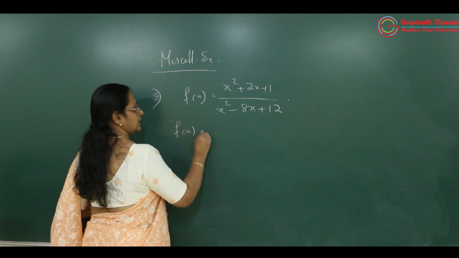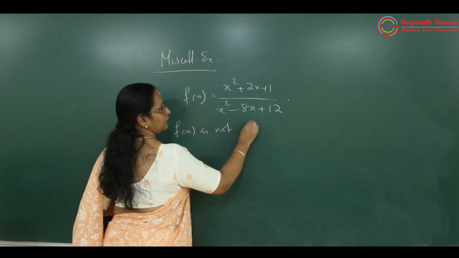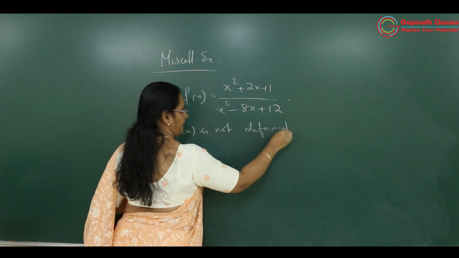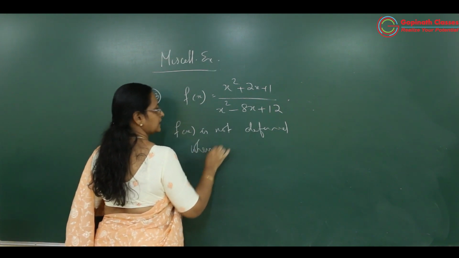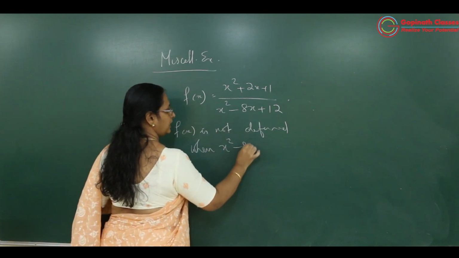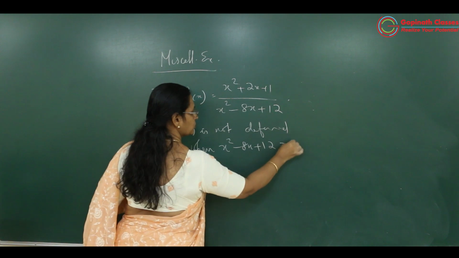f(x) is not defined when the denominator, what is the denominator, x squared minus 8x plus 12 is equal to 0.